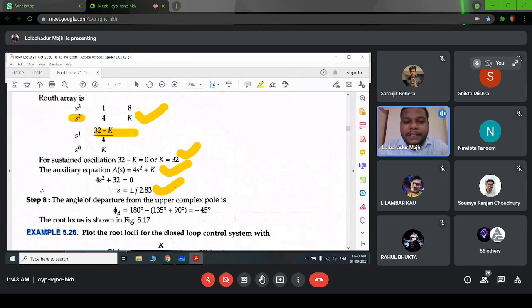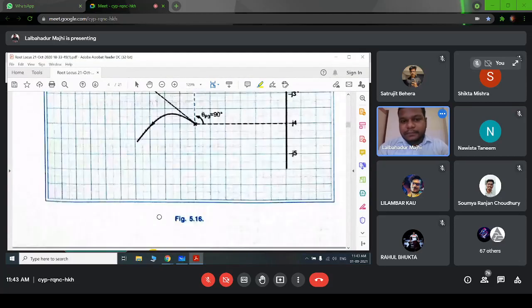Similarly, as we have complex poles, right? The complex conjugate pair of poles, we have to determine the angle of departure. If there are only real poles, then we don't have to calculate or determine the angle of departure. If we have a complex conjugate pair of poles, at that time we have to determine the angle of departure. The angle of departure formula is 180 degrees minus the summation of angle contributions by all the other poles. Okay, so we'll see this example.